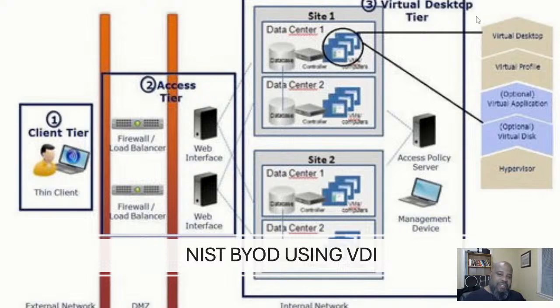Then inside that virtual desktop tier number 3, you got your virtual desktop, your virtual profile, your virtual applications, your virtual disk, and we know everybody's using probably a hypervisor. That's kind of the big dog. Even in the cloud, people still start using a hypervisor. Then in the cloud, right, usually I have a management desktop and an access policy server. Can you download stuff? Can you upload stuff? What type of controls can you do on their virtual desktop?